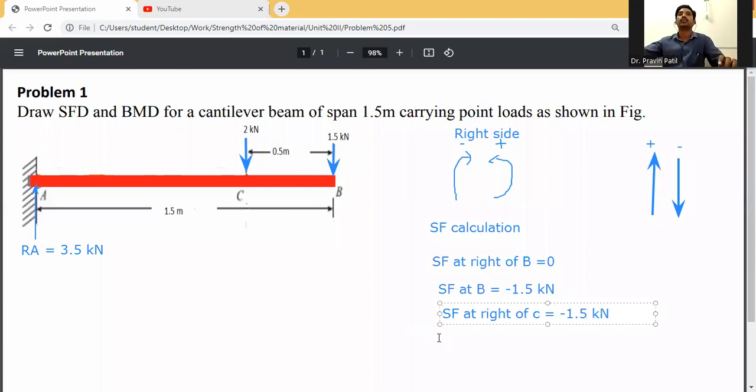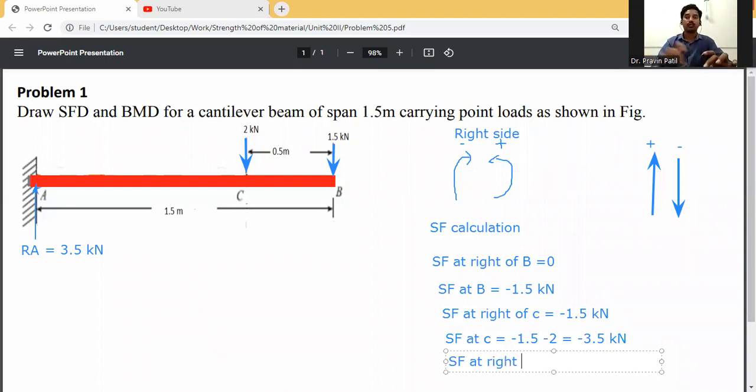Then SF at C: this is minus 1.5, then minus 2, so it will be minus 3.5 kN. SF at right of A will also be minus 3.5 kilonewton. And SF at A is equal to minus 3.5 kilonewton, then plus this RA, which is going upward, that's why plus, is equal to 0. So this is the SF calculation.